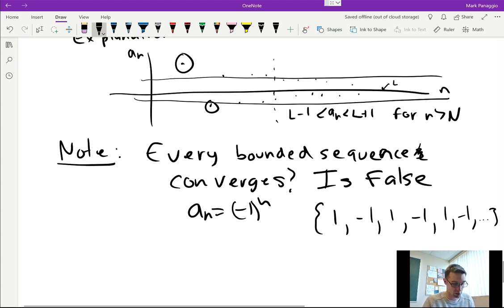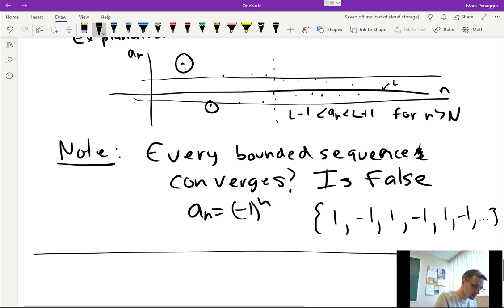But does it converge? Well, no, right? You see that the terms are alternating between two values, but they're not really approaching any particular number. So this statement is false. It is not true that we can just flip the order there and say that bounded sequences converge. Convergent sequences are bounded. Bounded sequences may or may not converge. All right, so that's the first set of terms.